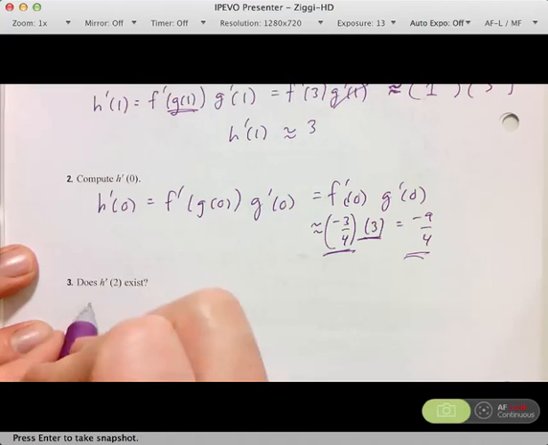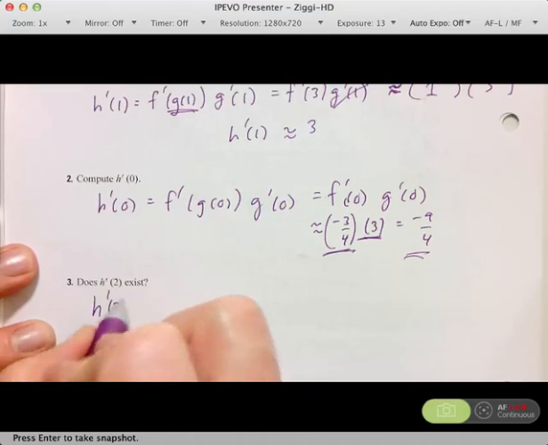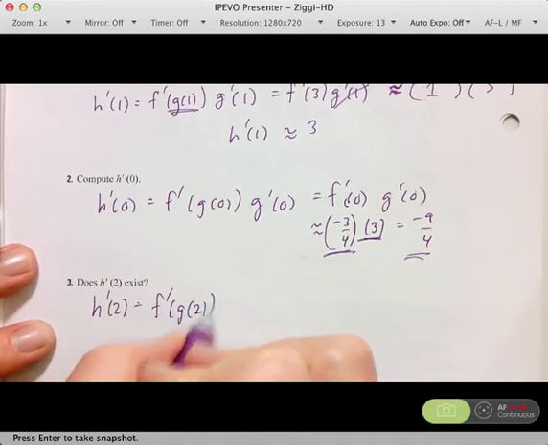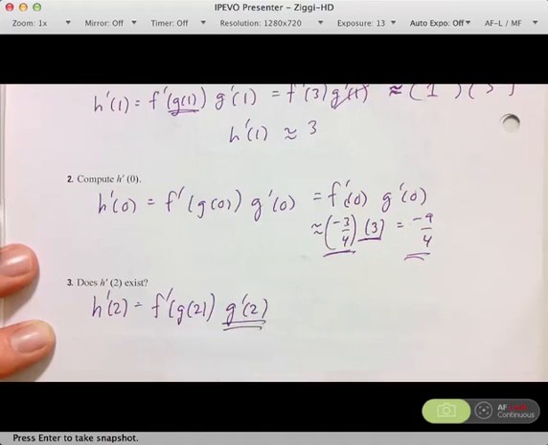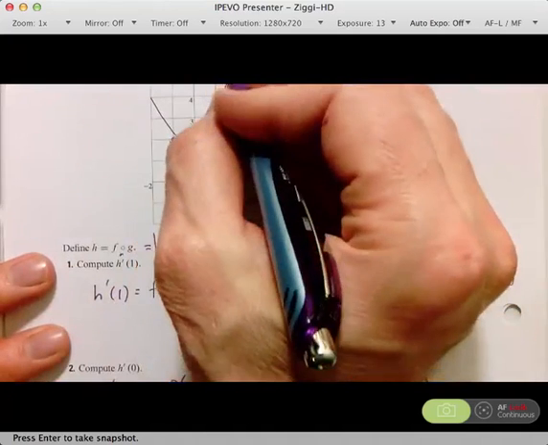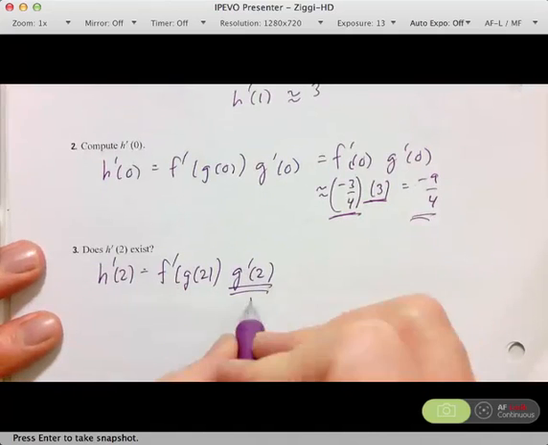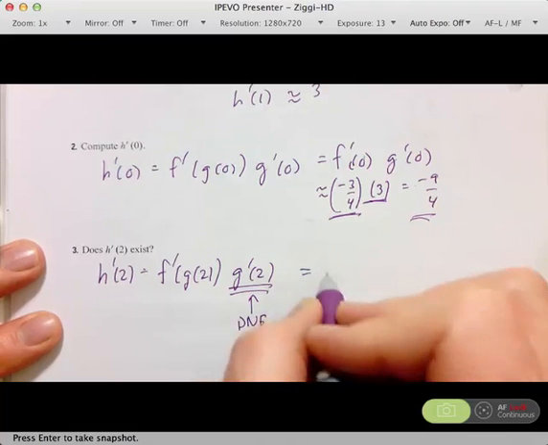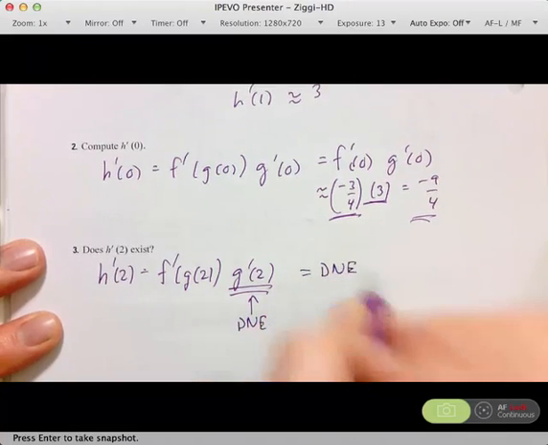Does h prime of 2 exist? Nope. Why not? So I need f prime at g of 2 times g prime of 2. Look at your graph. g prime of 2. So at 2, g is non-differentiable. So that derivative does not exist. So the whole derivative can't possibly exist.